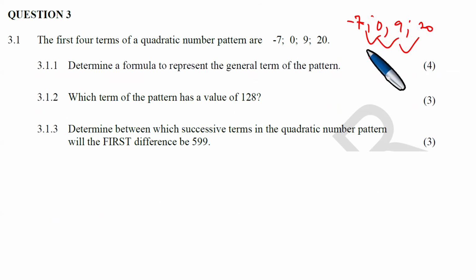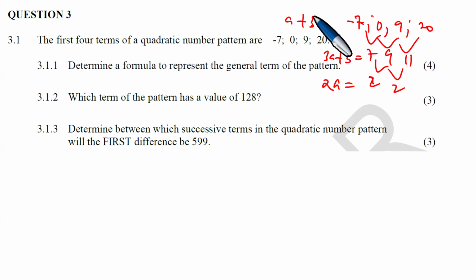0 minus negative 7 is 7. 9 minus 0 is 9. 20 minus 9 is 11. 9 minus 7 is 2. 11 minus 9 is 2. 2a equals 2. 3a plus b equals 7. a plus b plus c equals negative 7.